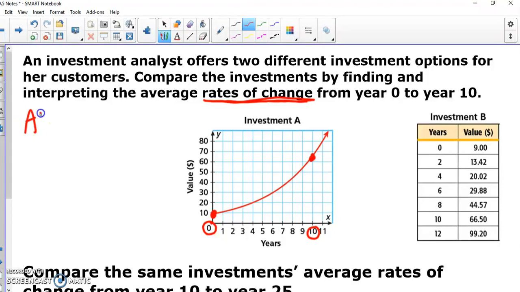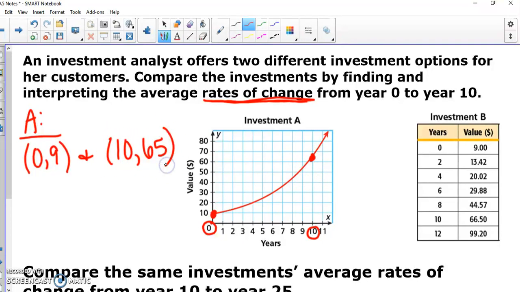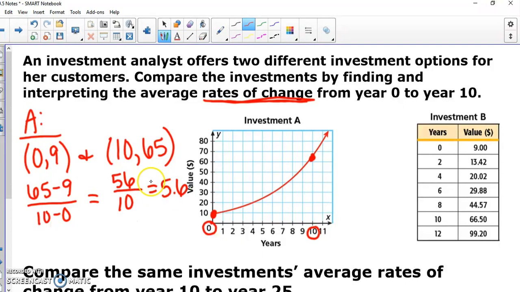So here's my investment A. First of all, I'll write down the 2 points. This one looks to be at about (0, 9), and this one looks to be at about (10, 65). So I'm going to just find the slope between those two. I'm going to take 65 minus 9 over 10 minus 0. I get 56 over 10, and if I divide that out, I get 5.6 for my rate of change on A.